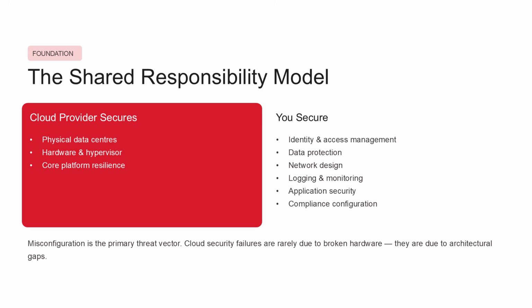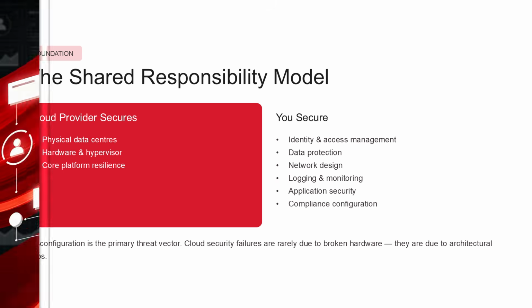The misconception many leaders have is assuming that moving to cloud automatically increases security. Cloud providers offer strong baseline infrastructure security, but misconfigurations, excessive permissions, exposed storage, and weak identity governance remain your responsibility. As an architect, you must design controls assuming that misconfiguration is the primary threat vector. Cloud security failures are rarely due to broken hardware. They are due to architectural gaps.